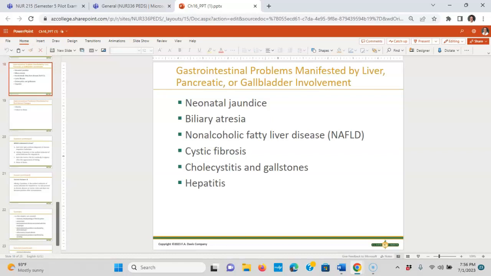Biliary atresia, so blockage in the bile duct. Again, significant jaundice at 2 weeks of age. Poor absorption of fat and fat-soluble vitamins A, D, E, and K. Dark urine. Light-colored stools. Chalk-colored stools. Pale gray or white stools. The bile duct is closed. And then it backs up into the liver.